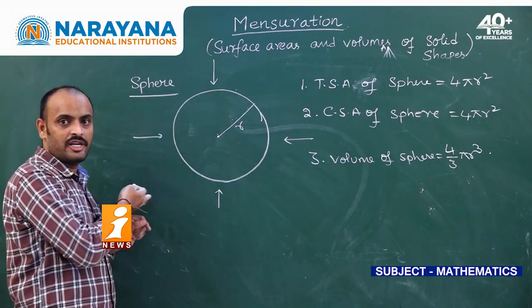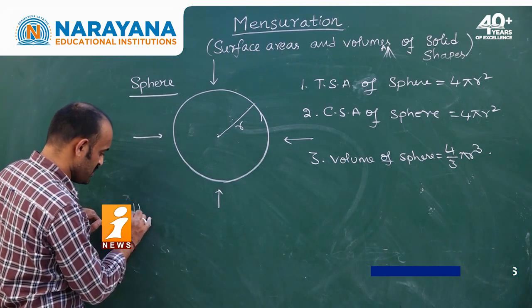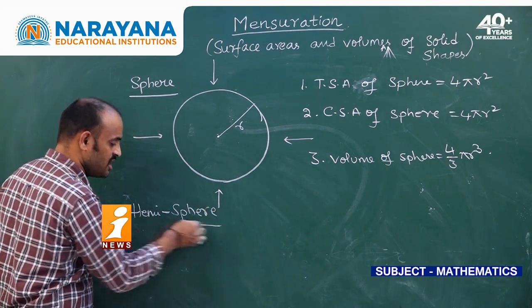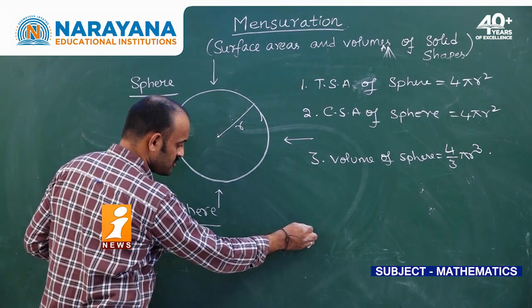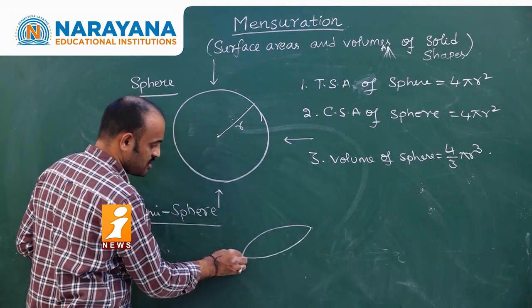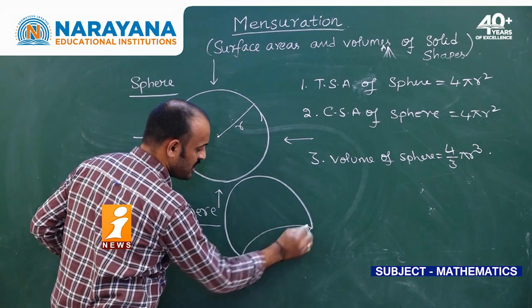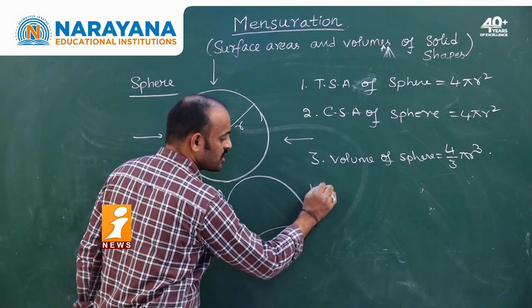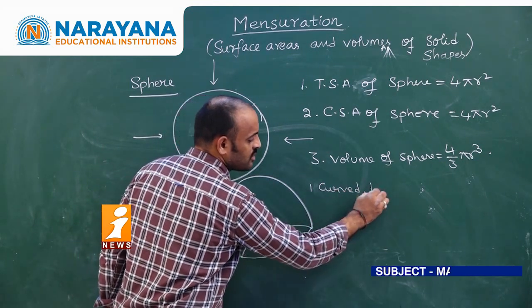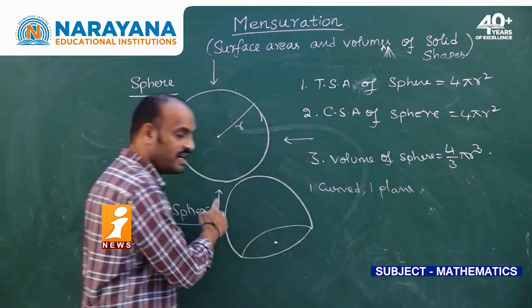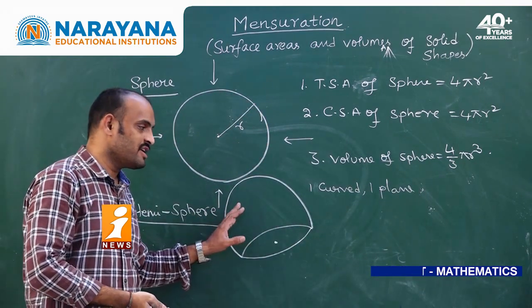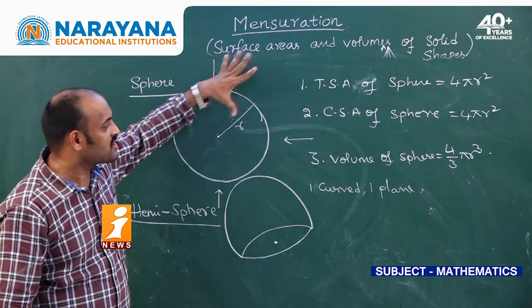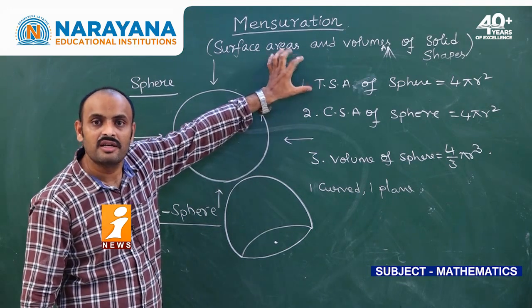Now, if I divide the sphere into two equal parts, we get a hemisphere. Each part we call a hemisphere or semisphere. It will be like this. It has two surfaces, one curved surface and one plane surface. When it has two surfaces, the curved surface area and total surface area will be different, whereas for the sphere only one surface is there, therefore curved surface area and total surface area are equal.